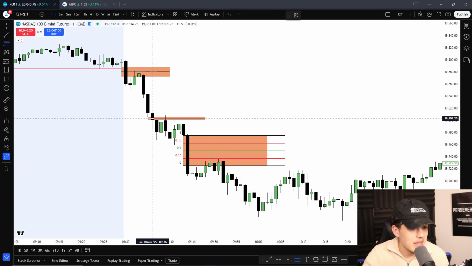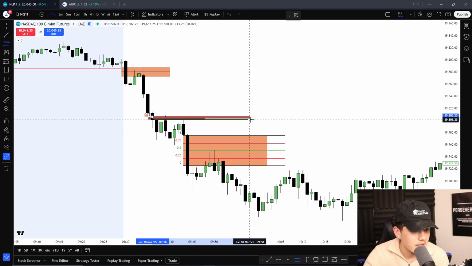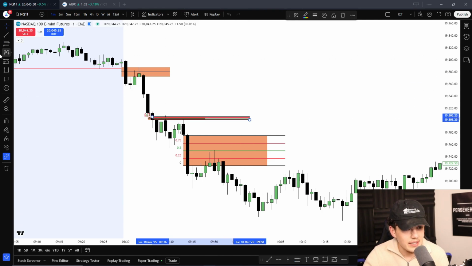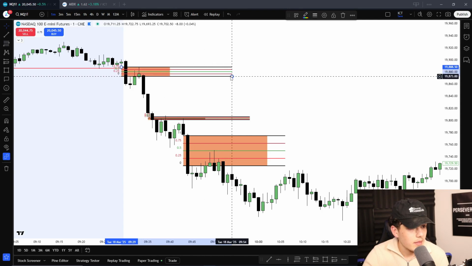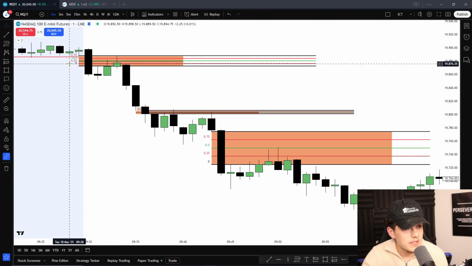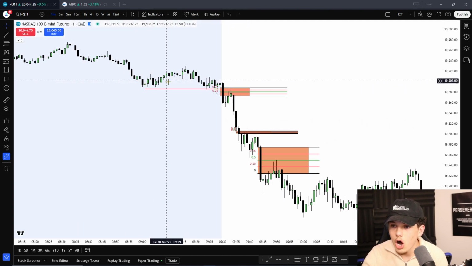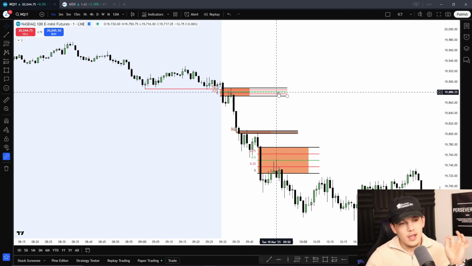Let's use this little gap as an example. It's hard to see, but the bodies are respecting that lower quadrant. Now let's use this one. Look at that. Respects the lower quadrant. All indication of high probability. Levels are crucial to use in fair value gaps. I recommend using the quadrants.